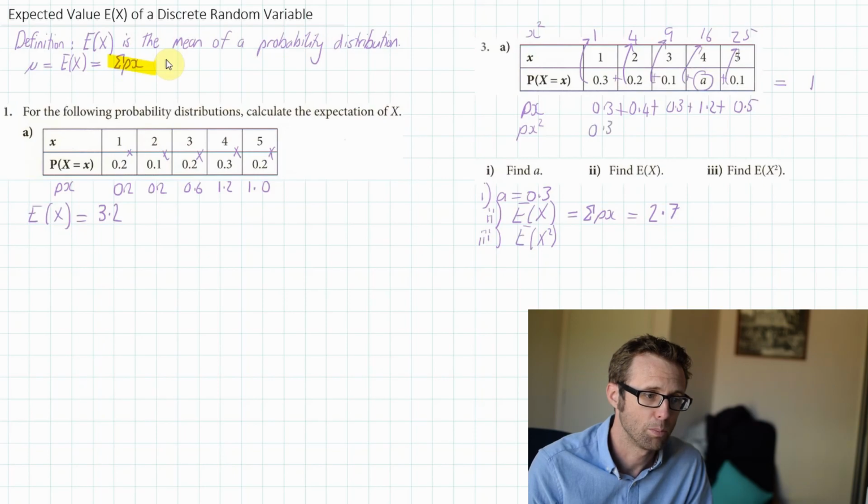Okay, so when I do that, I'm going to get the values of 0.3, 0.8, 0.9, 16 times 0.3, 4.8, and the last one is 25 times 0.1, which is 2.5. And therefore E(X squared) is going to be the sum of px squared. And if we add all of these together, what are we going to get? 1.1, 2, 6.8, 8.8, 9.3.